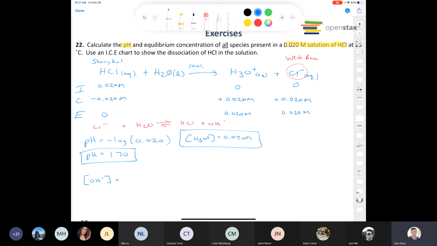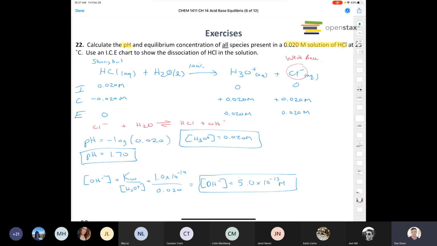Okay, so the amount of hydroxide is going to be equal to the Kw divided by the concentration of hydronium. 1.0 times 10 to the negative 14 divided by 0.020. That means my concentration of hydroxide is equal to 1 times 10 to the negative 14 divided by 0.02, and you get 5.0 times 10 to the negative 13 molar, right? There's not much. That's a very small concentration.